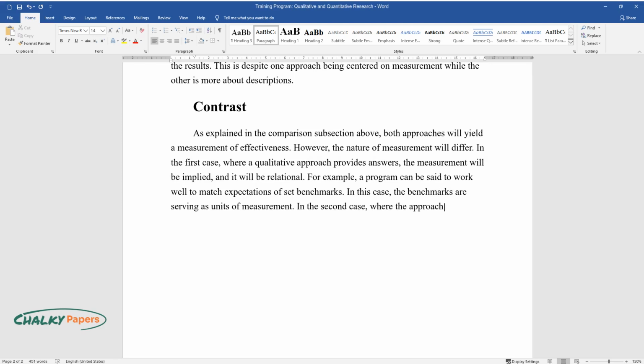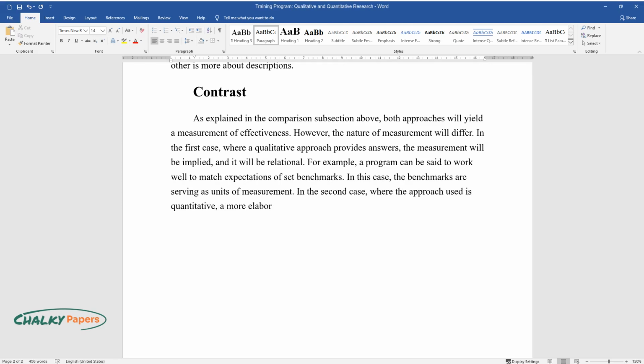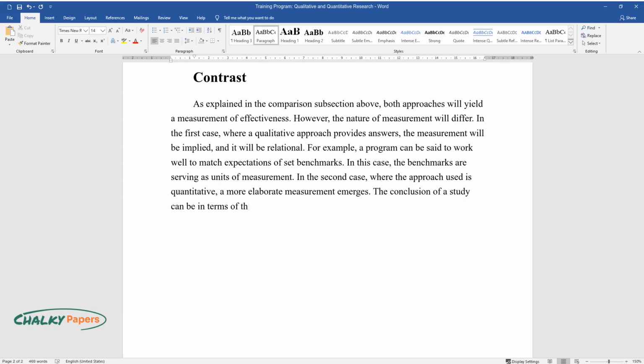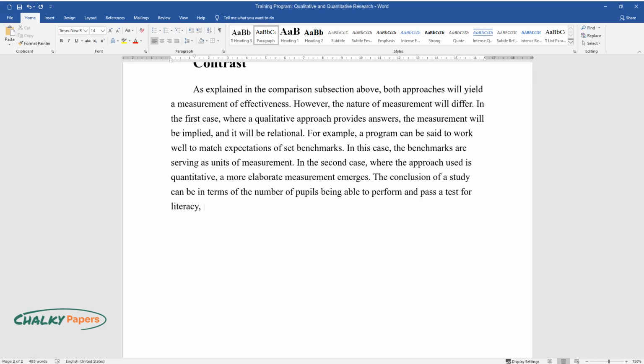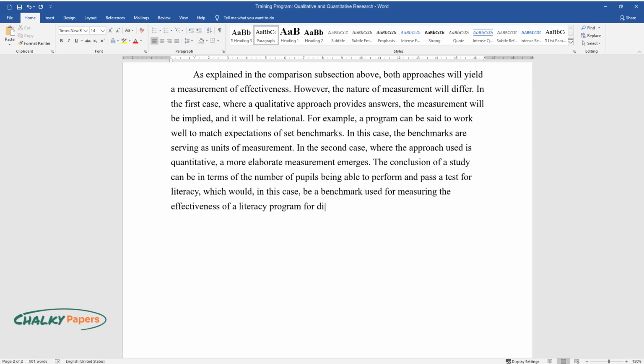In the second case, where the approach used is quantitative, a more elaborate measurement emerges. The conclusion of a study can be in terms of the number of pupils being able to perform and pass a test for literacy, which would, in this case, be a benchmark used for measuring the effectiveness of a literacy program for disabled children.